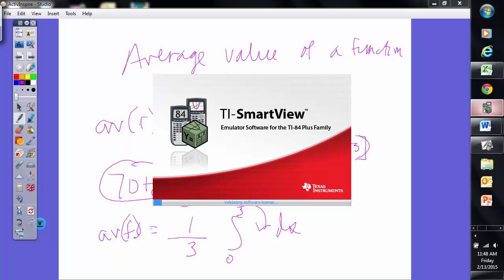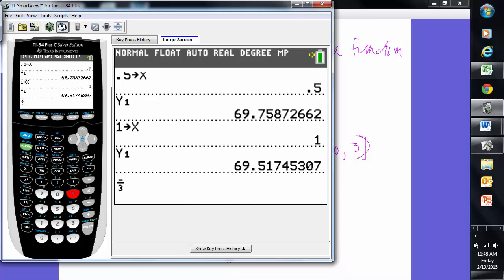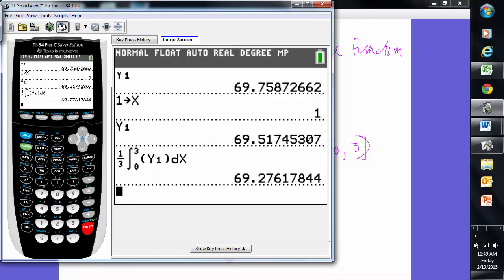I still have that function in y1. So all I have to do is alpha y equals, 1 over 3 times the integral, math 9, from 0 to 3 of y1, alpha trace y1, dx. And what you found after finding all of those averages is that this is exactly the same as what you got by taking the averages.